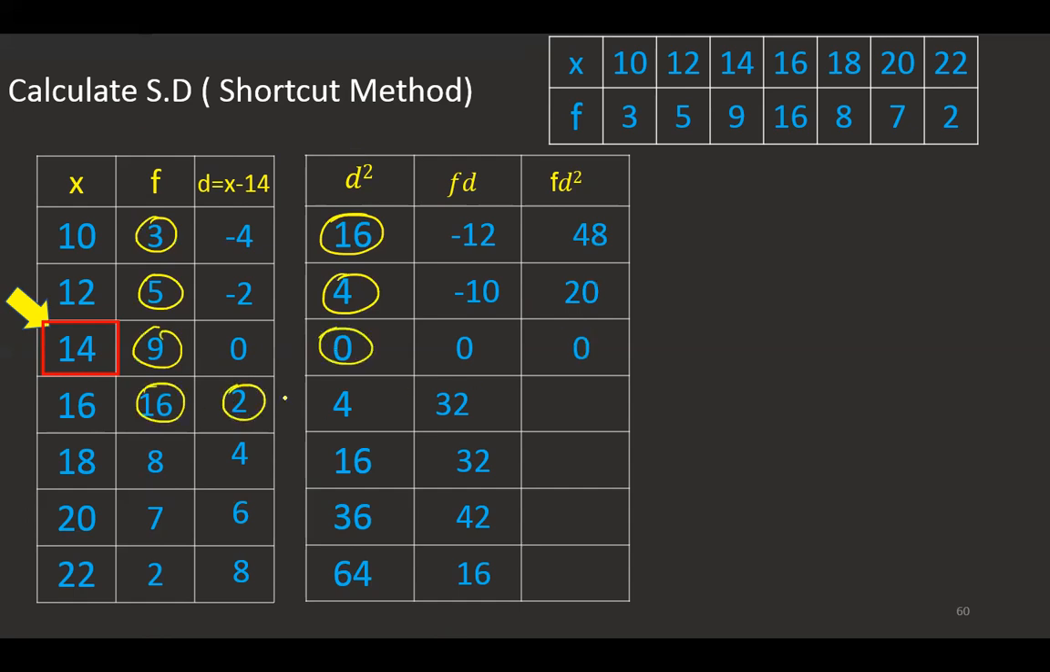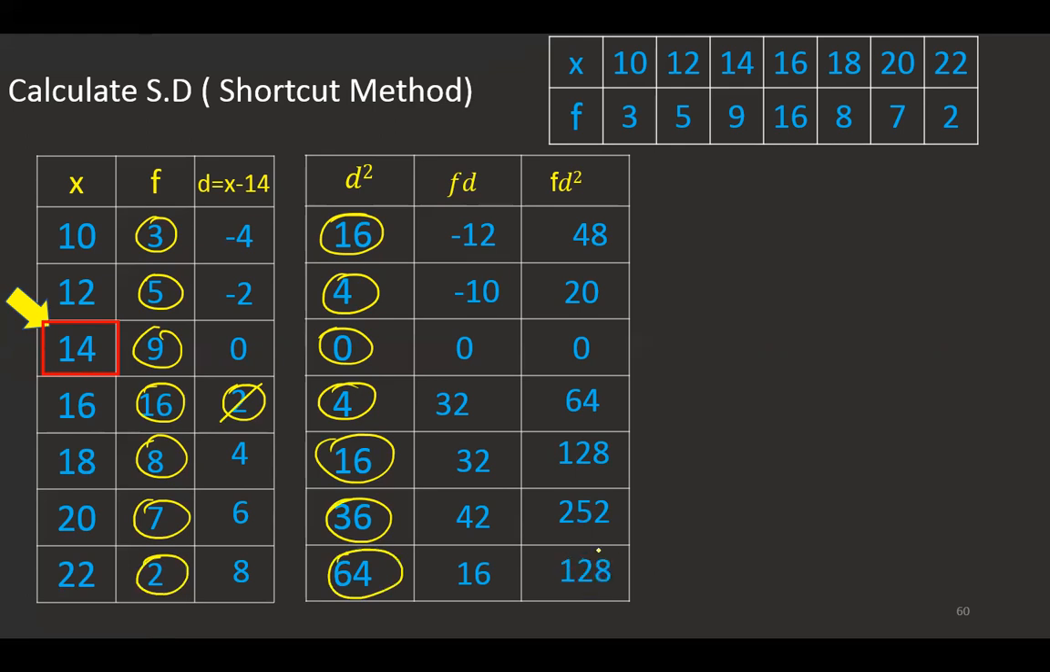16 into 2, I'm sorry, 16 into 4, it should be 64. 8 into 16, it should be 128. 6 into 36, now 252. 2 into 64, it is 120.